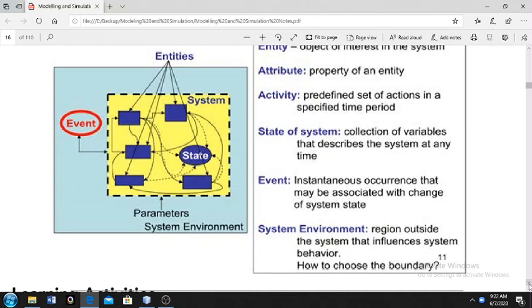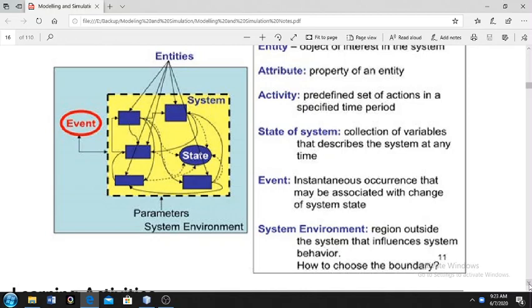Now, what about the state of the system? The state of the system is a collection of variables that describe the system at any time. So what is the current state of a system? A state describes the situation of an entity at a specific time, or it can be the characteristic of the whole system.